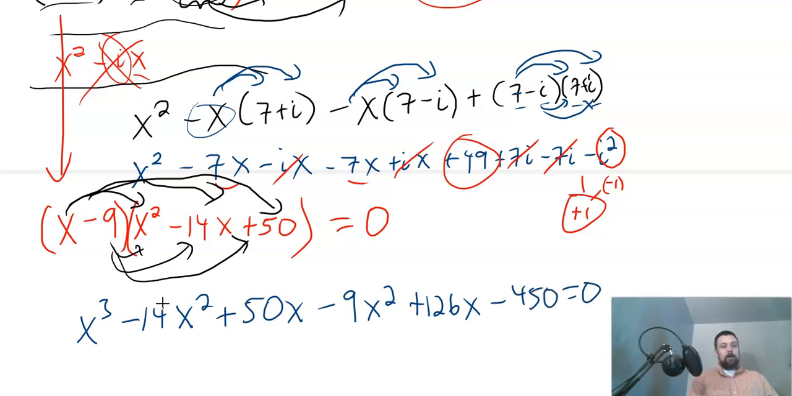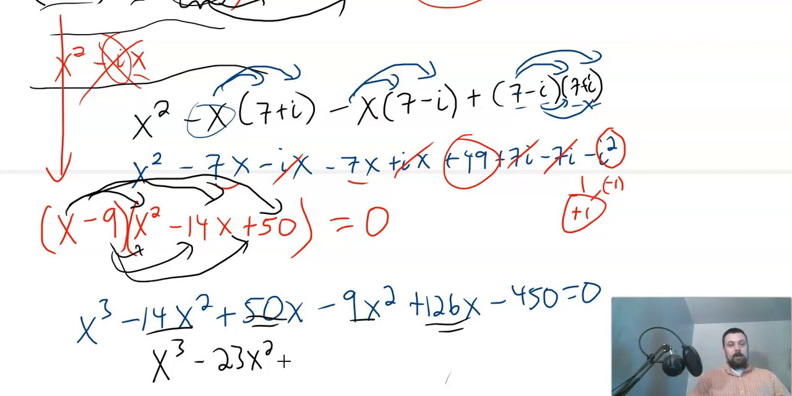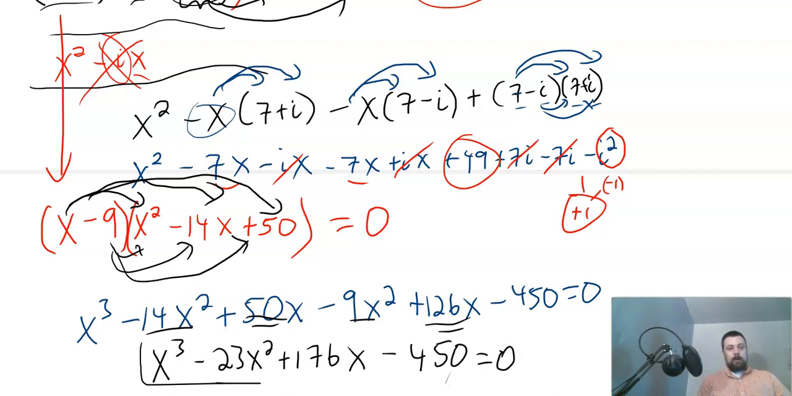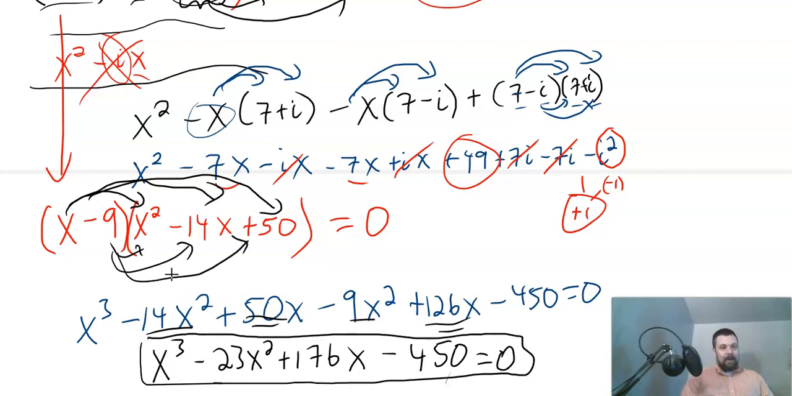And then you combine like terms one last time. We get x to the third power minus 23x squared, right? Because we combine these two together. And then, not minus, plus, and sorry, I'm not trying to cross it out, just trying to underline it, maybe twice, because these are like terms. We add those together, we get plus 176x, and then the minus 450 just copies down, doesn't combine with anything. And it's equal to 0. And there's our polynomial equation with roots of 9, 7 plus i, and 7 minus i.